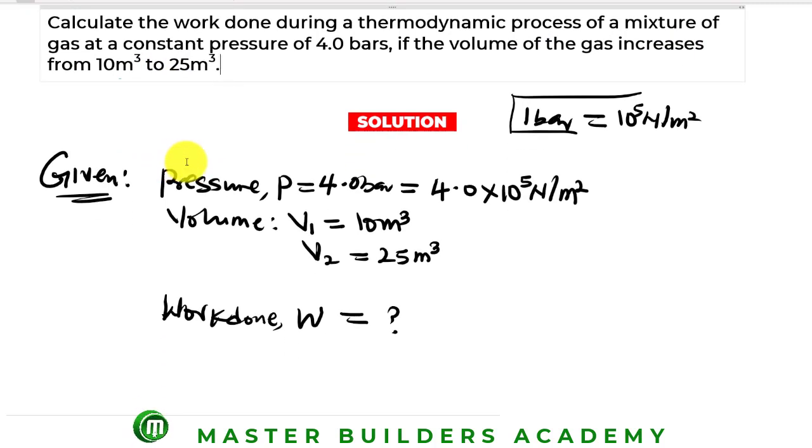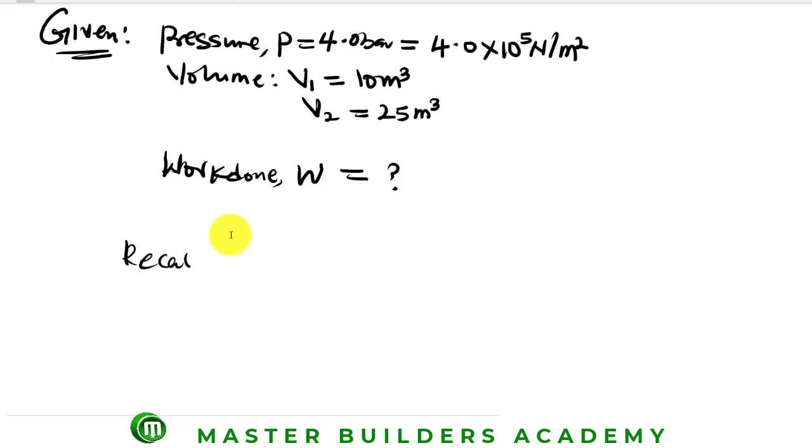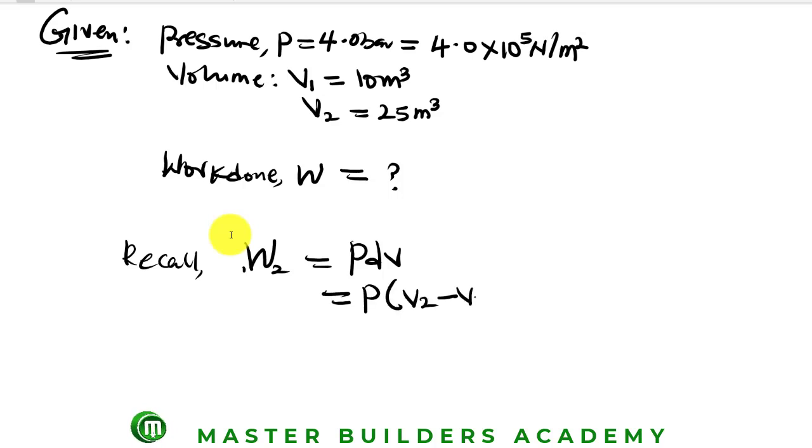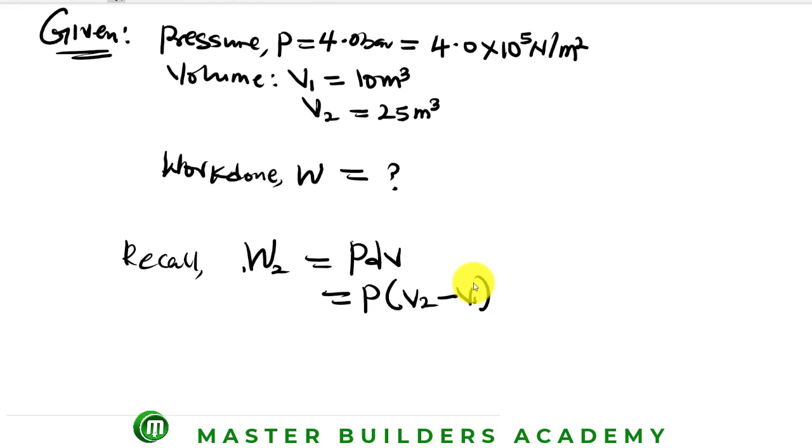So for us to be able to get work done when we are dealing with constant pressure, just recall that work done between two points is given as P times change in volume, delta V, which by extension is P into V2 minus V1. Remember, change in volume is the difference between the final volume and the initial volume. So having known the values already given, we just substitute the values. The pressure is 4 multiplied by 10 raised to the power of 5, multiplied by 25 minus 10, as you can see.